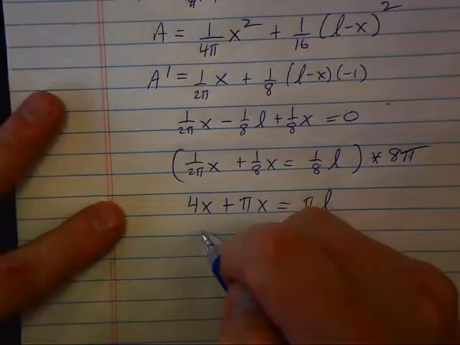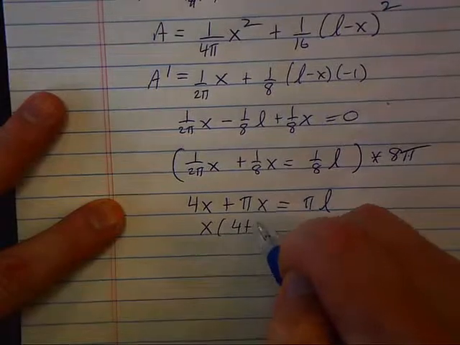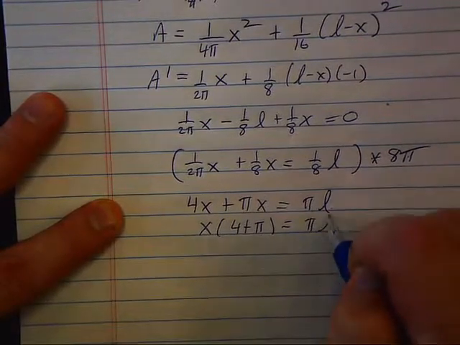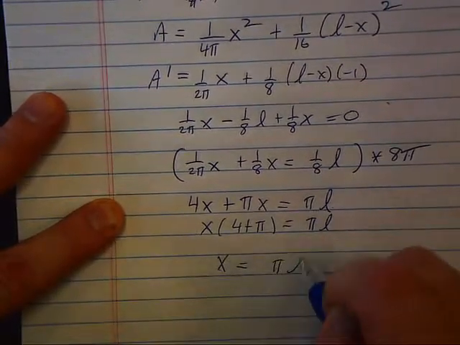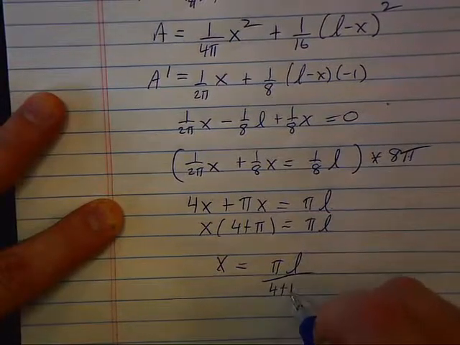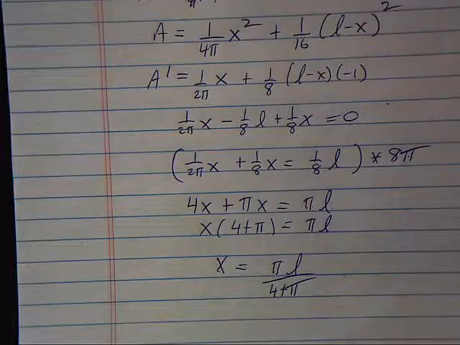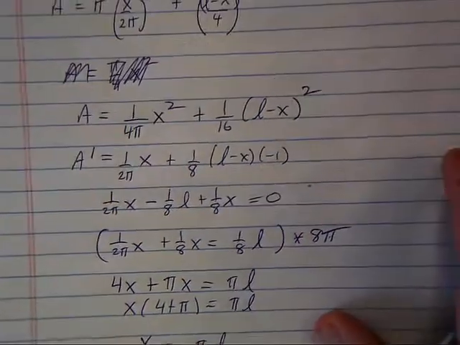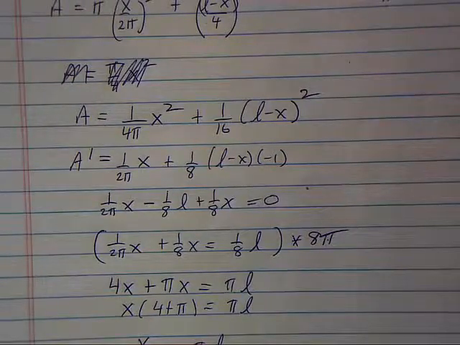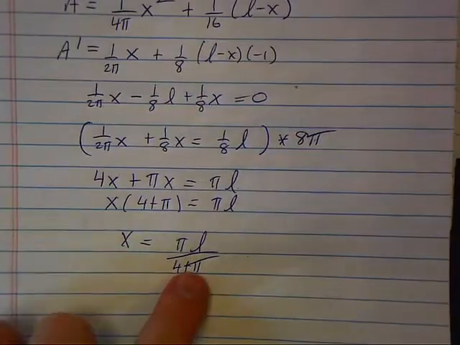All right, we factor the x out. x times (4 plus pi) equals pi L. So x is pi L over (4 plus pi). So there's our critical number. All right, I got a question for you. We were supposed to find both the minimum and the maximum, weren't we? How can we find both the minimum and the maximum if there's only one critical point?